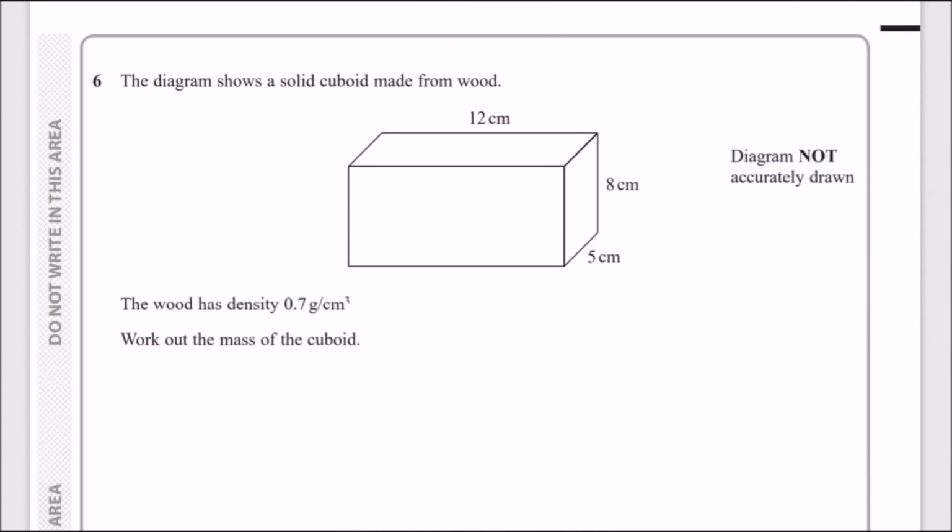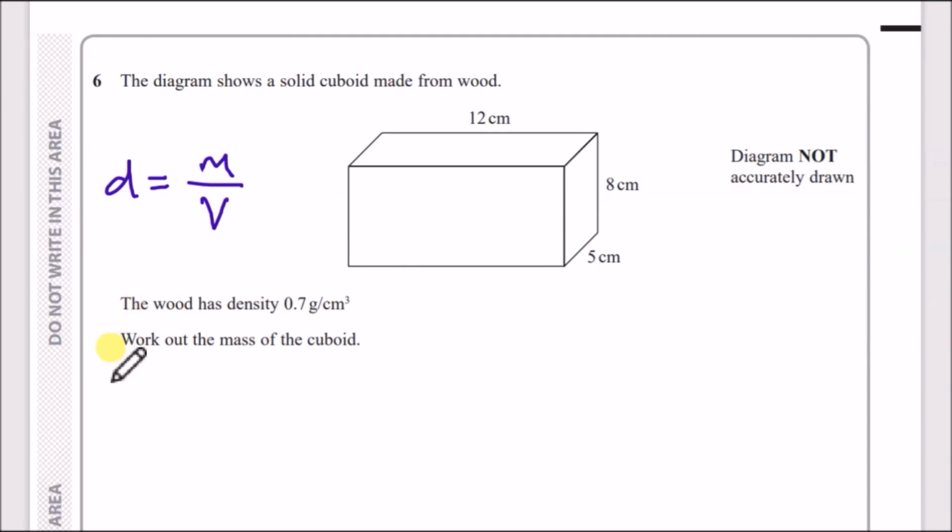Alright, so 6. The diagram shows a solid cuboid made from wood. So we got 12, 8, 5. So this is your cuboid. Now the wood has a density of 0.7 grams per centimeter cube. Grams is a mass, centimeter cube is a volume. So actually, the density formula is like this, guys. The density equals the mass, which is the gram, over the volume, which is the centimeter cube. And it's nice because they indirectly mention it. Density equals grams over centimeter cube equals mass over volume.